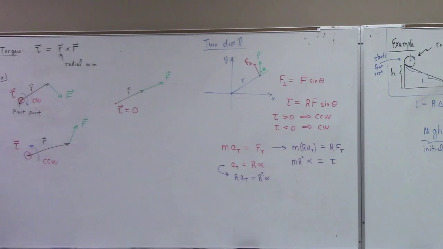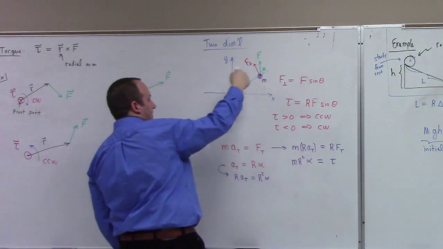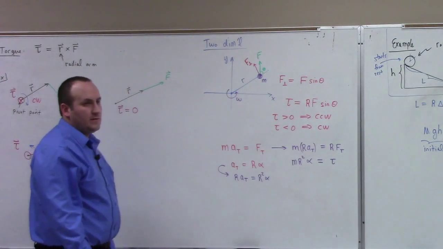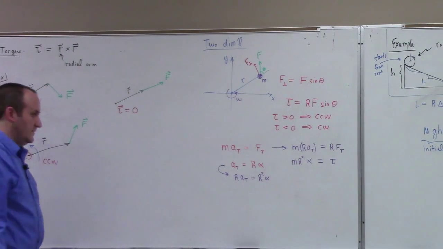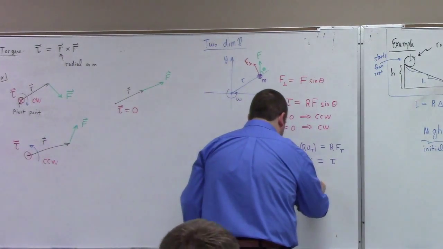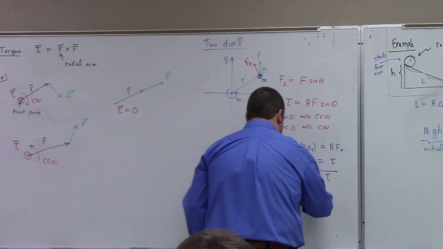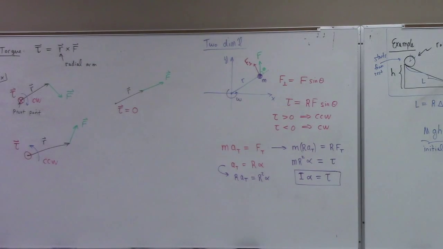Wait a second. What is this m r squared? What am I talking about? I'm talking about a mass, right, a distance r from the rotation point, right? That's the moment of inertia, right? So we have the moment of inertia I times the angular acceleration is equal to the torque. And there you have it. This is the rotational analog of Newton's second law. So the torque is equal to I alpha.